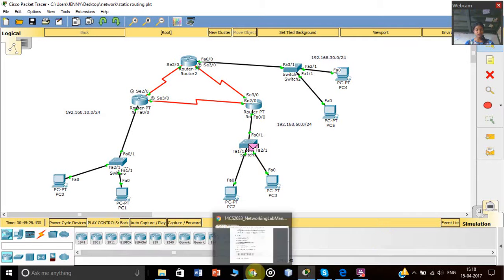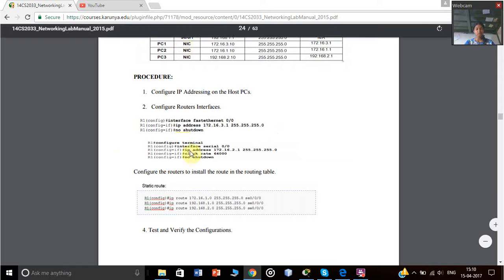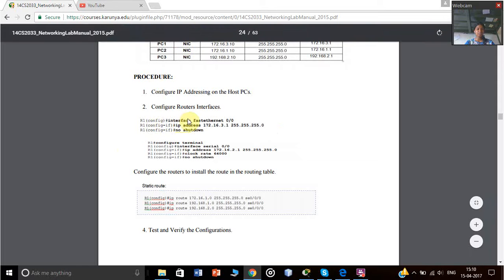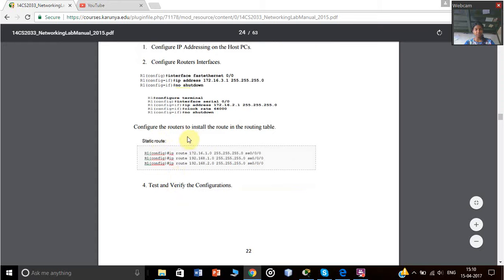We need to configure these routers and switches, these routers. For the router, the interface FastEthernet will be given, the IP address will be given and then no shut. To configure the serial interface, the interface serial number needs to be given, and if it has a clock rate, the IP address and the subnet mask need to be given, the clock rate must be given, and no shut. For the static route, we have to give the IP route, the network address, then the subnet mask and the serial number, whichever we need.